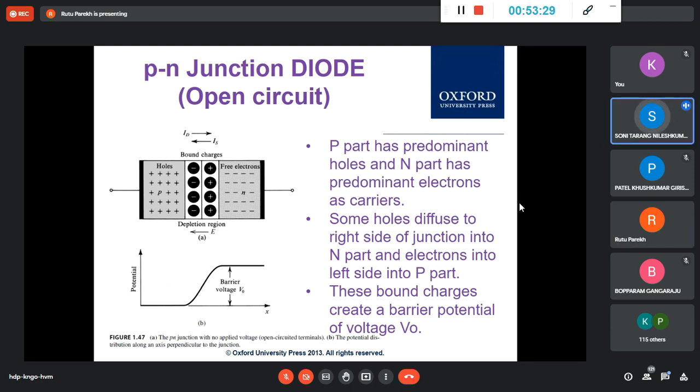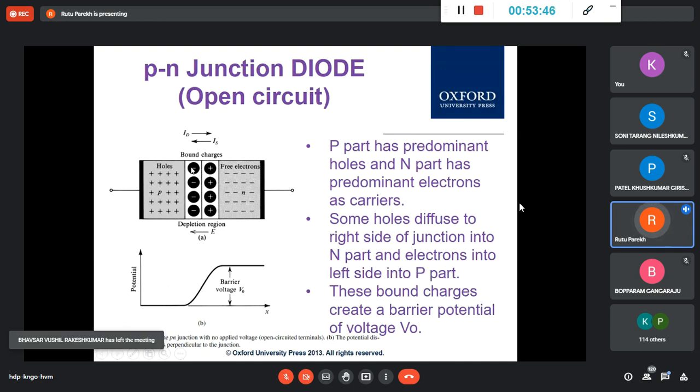Means the holes or electrons that are not recombined are uncovered charges, right? Because they are not covered. After recombination, they are uncovered, and this is physics. This is how nature works, and we cannot control it. If you bring P type and N type together, this phenomenon will happen.